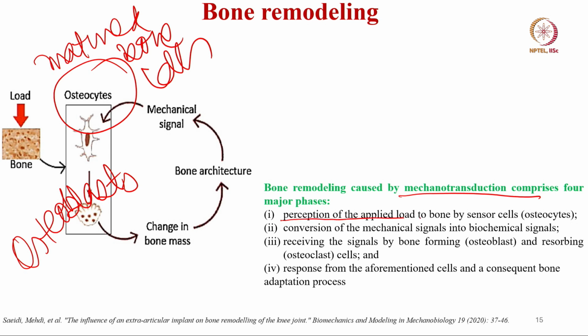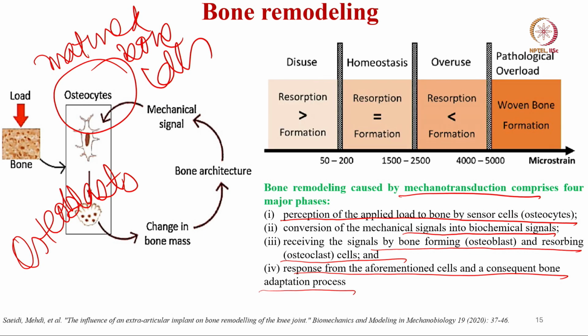So, the perception of the applied load to bone by the sensory cells, osteocytes, is converted into biochemical signals, which are received by bone forming osteoblasts and resorbing osteoclast cells, and the response of these cells results in bone adaptation processes. So, bone remodeling involves this mechanotransduction process, going from osteoblast to osteocytes. This is the resorption, this is the homeostasis, this is the overuse, and this is the pathological overload.